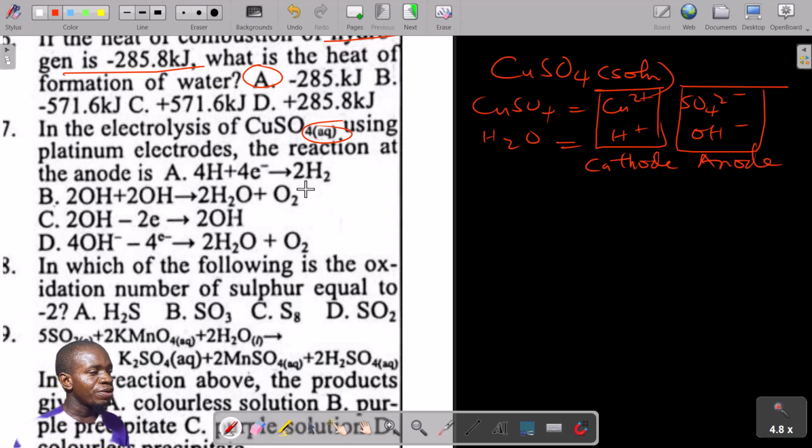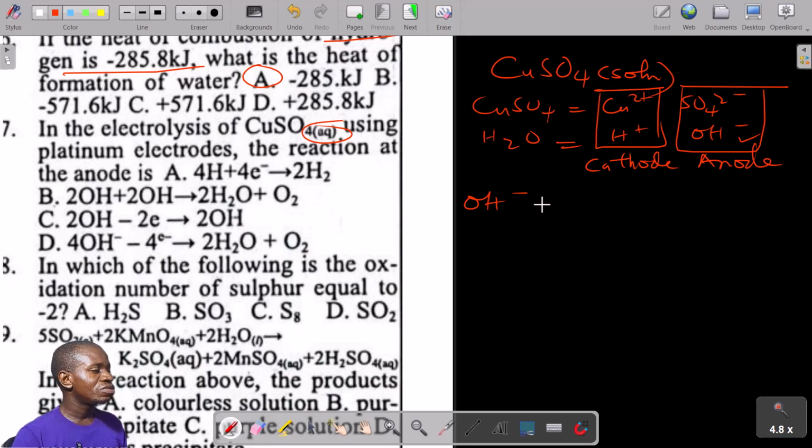Okay. So the question says, using platinum electrodes, the reaction at the anode. So let's go back to the anode. Now which of them will discharge? Discharge meaning which of them will lose or gain electron. So sulfate ion or hydroxide ion. The one that will discharge is the hydroxide ion, because hydroxide ion is lower in the series than sulfate ion. Sulfate ion is higher in the series. So hydroxide ion will discharge.